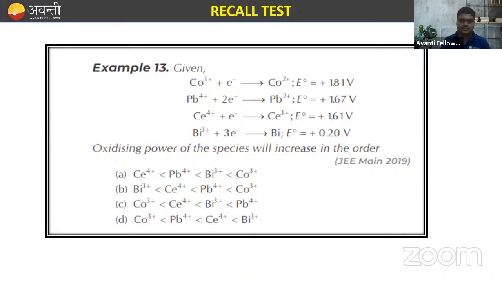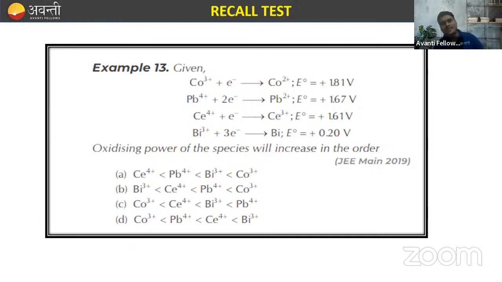this question? फटाफट within 1 minute जल्दी से बताओ. Then we are going to start today's class. That is D. Okay. एक ने D बोला है. Anyone else? Oxidizing power.